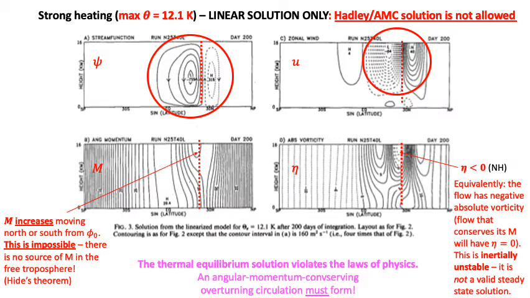And so what that means is it's invalid, and instead a circulation has to develop. It will be this Hadley cell angular momentum conserving overturning circulation that must form. It absolutely must form. So you could think of this also to say that the thermal equilibrium solution is inertially unstable. It will generate meridional flow associated with it. It has to.